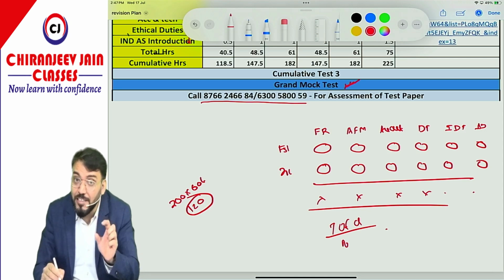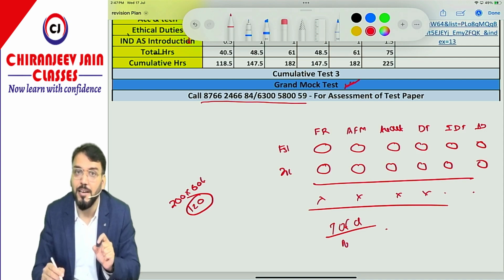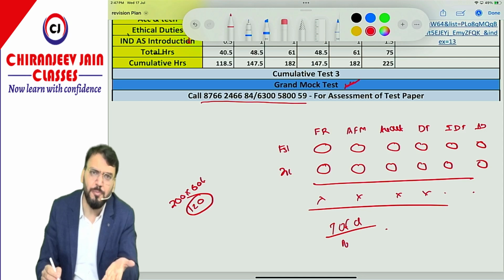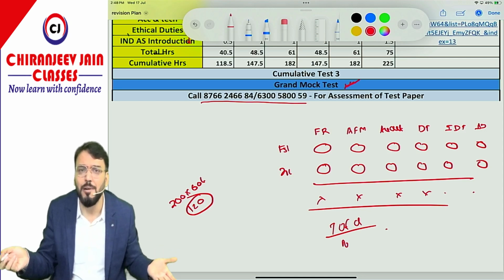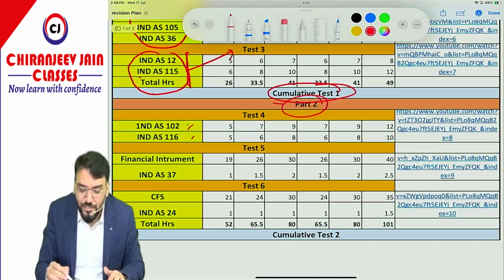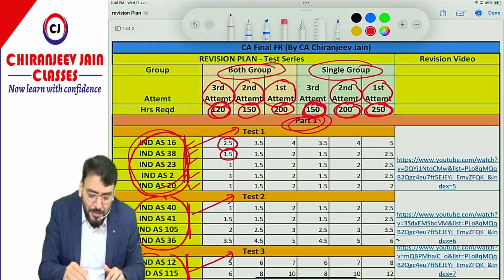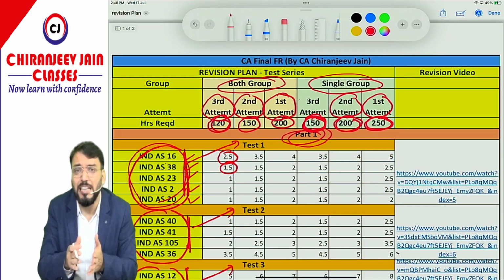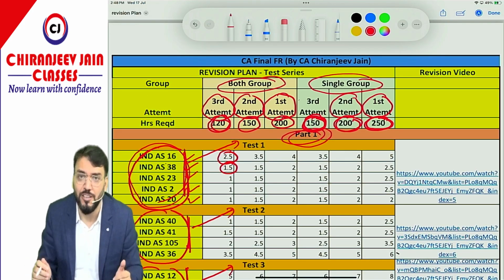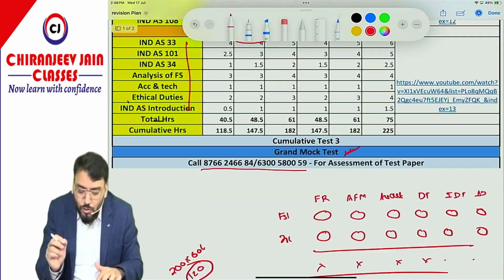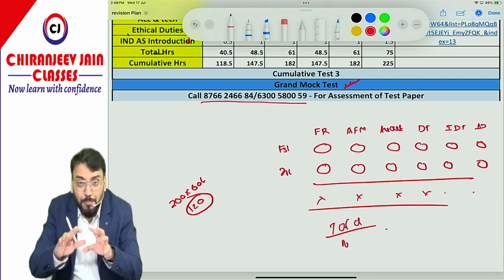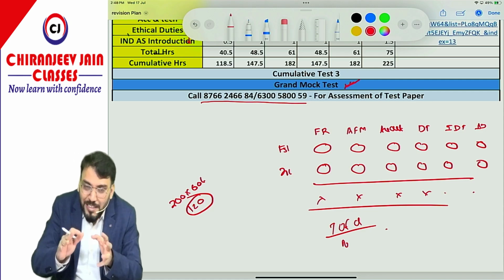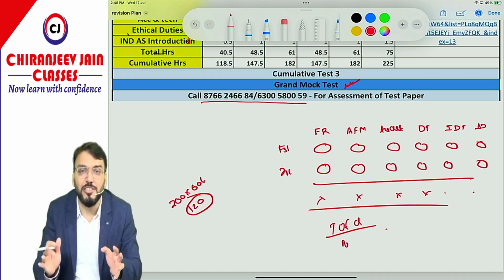That is also required: how many hours you need to study per day. You need to make a target for that. If it is coming 15, study for 15 hours. If it is coming 12, study for 12 hours. If it is coming 10, study for 10 hours. That depends upon whether you are writing a single group or both groups, which attempt this is, and different situations. I can't make one analysis for all the students, so I have just given one plan, one strategy, so that you can plan your revision effectively.